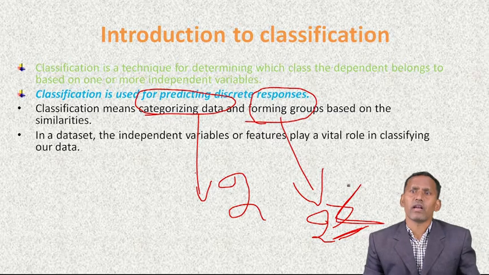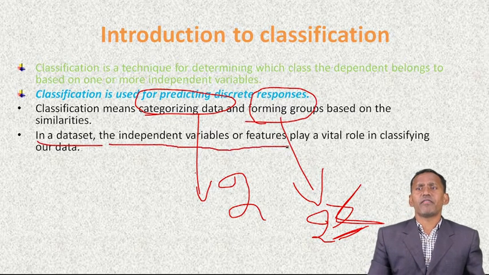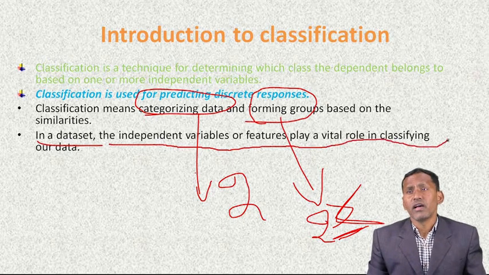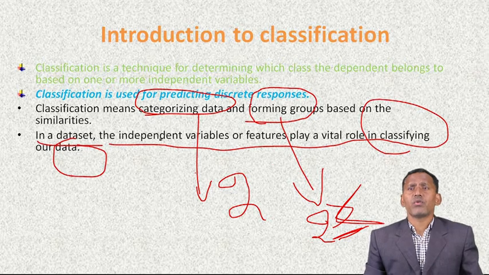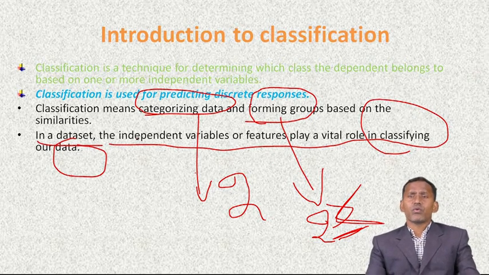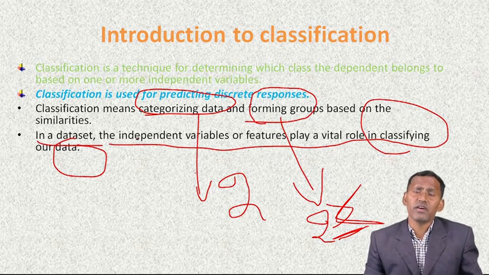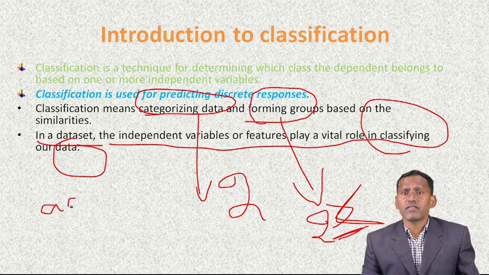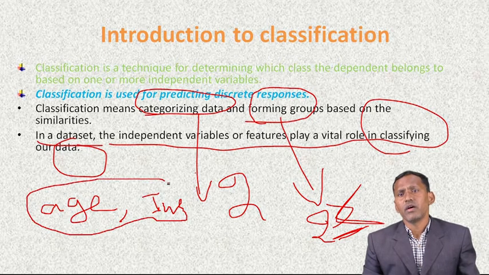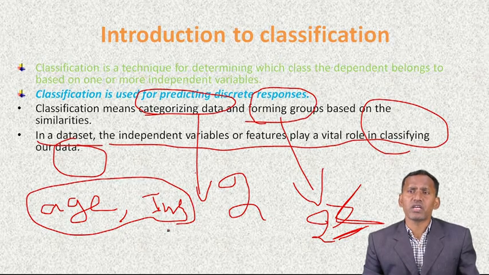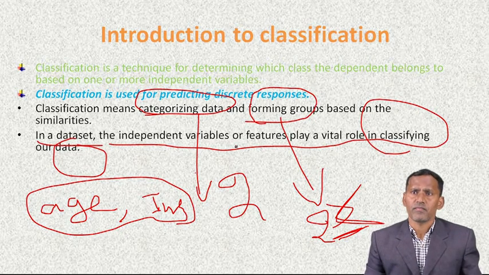In a data set, the independent variables or features play a vital role in classifying our data. We have seen that with the incidence data set, we applied it and built a model. There, age and incidence, these two data points played a very vital role in finding out the classification.